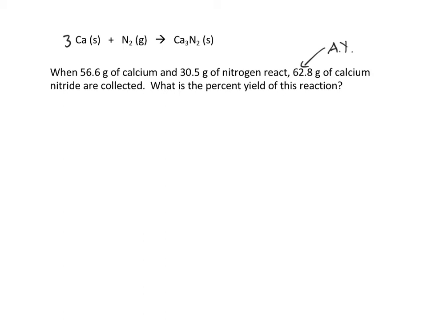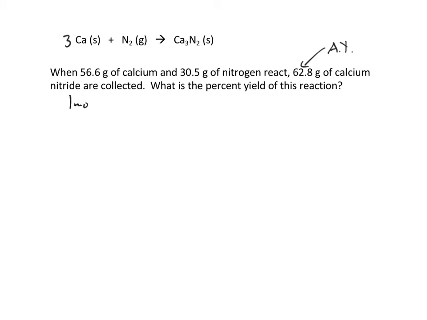But the other wrinkle here is they gave me the amount of both the calcium and the nitrogen, right? So I don't know what the limiting reagent is because they didn't tell me. So the first thing I need to do is essentially do a limiting reagent problem, right? Whichever reagent gives me the least amount of product, that will be the theoretical yield. So let's go ahead and do that. And I think what I'm going to do is collect all of the molar masses I'm going to need right up front.